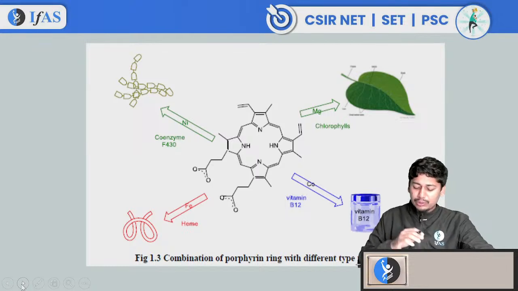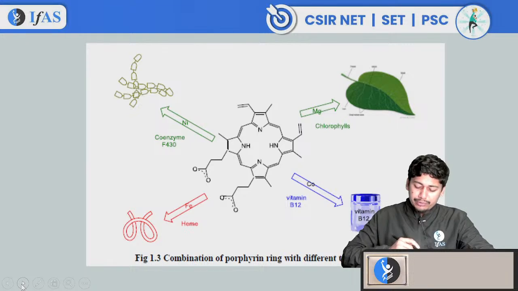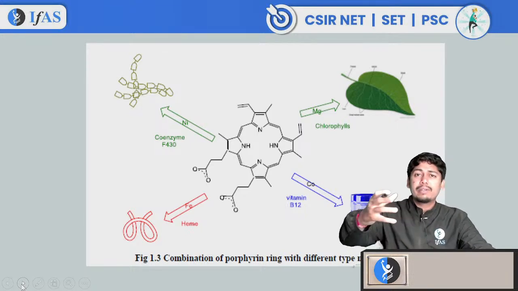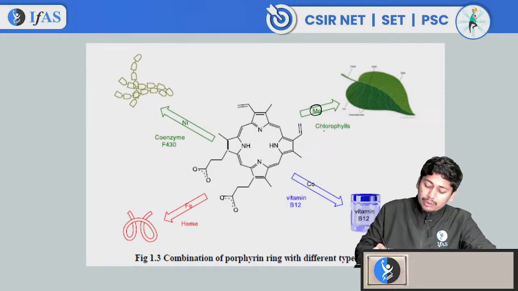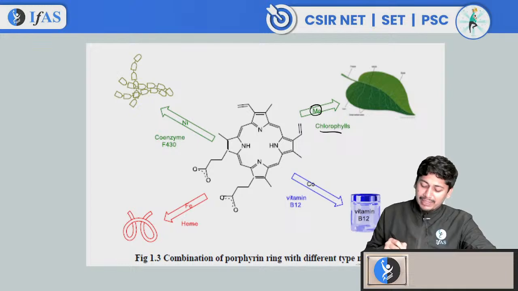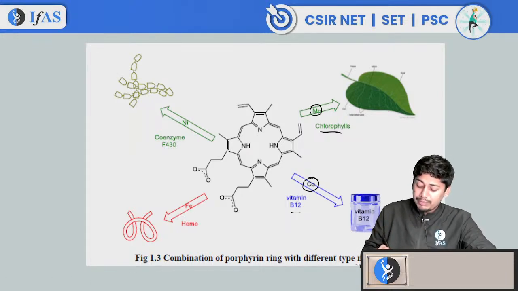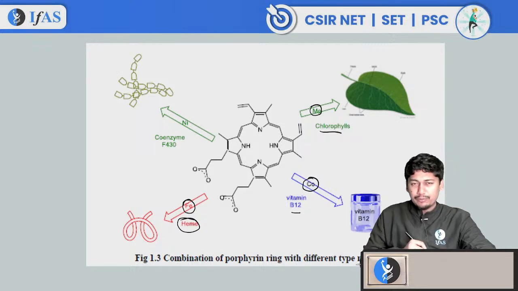Now understand that this one porphyrin ring is very useful in making different species, different metalloproteins. If it combines with magnesium, chlorophyll is formed. Chlorophyll is a pigment present in the leaf of a plant that synthesizes food. If the porphyrin ring combines with cobalt, vitamin B12 is formed, and if the porphyrin ring is combined with iron, your blood is formed, sir.